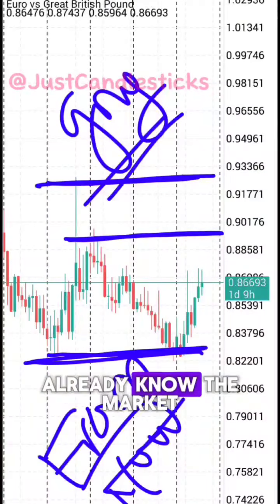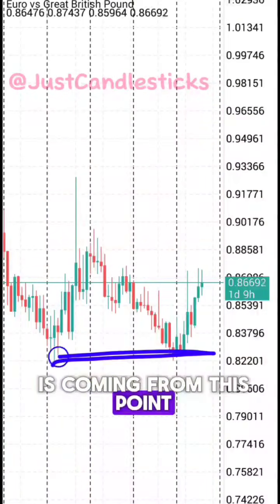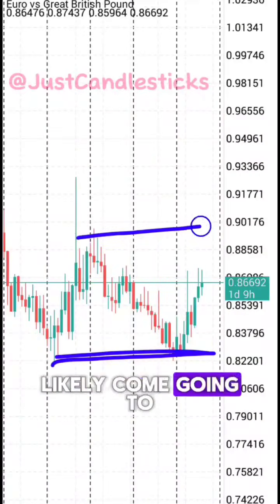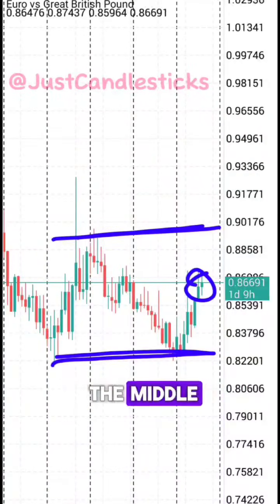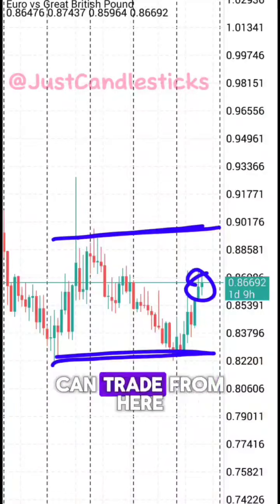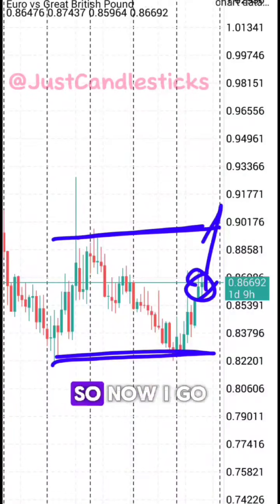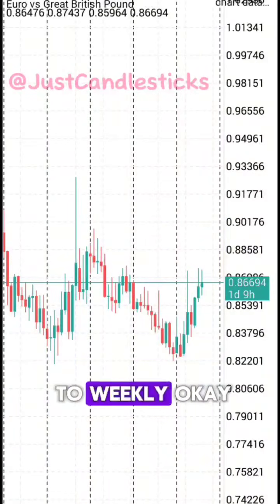Right now I already know the market is coming from this point and is likely going to this area. So I am in the middle. What it tells me is that I can trade from here to here. So now I go to weekly.